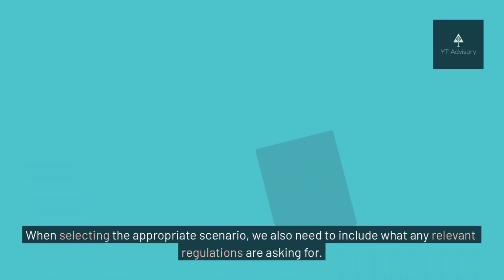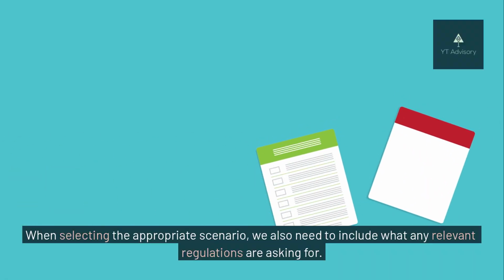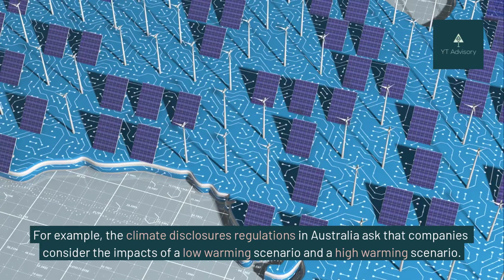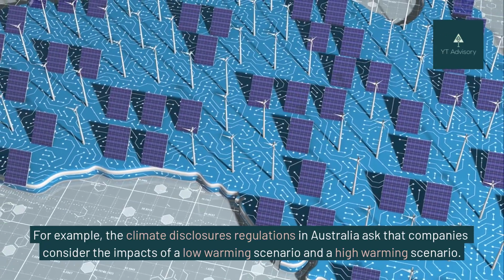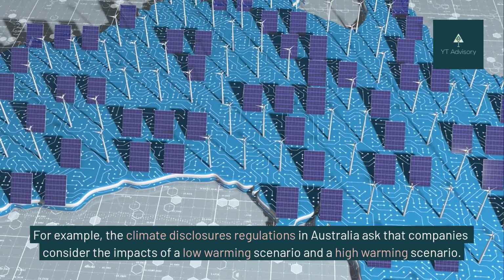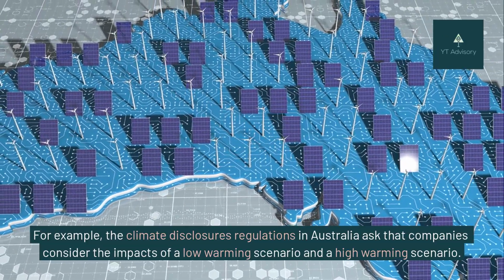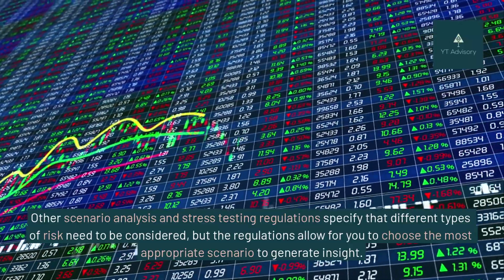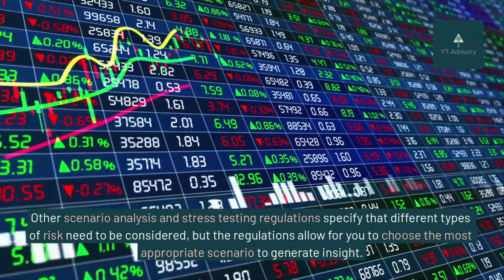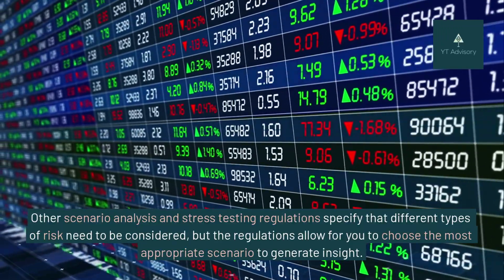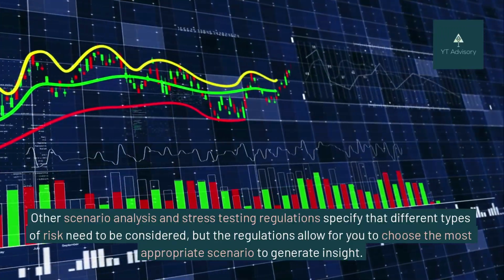When selecting the appropriate scenario, we also need to include what any relevant regulations are asking for. For example, the climate disclosures regulations in Australia ask that companies consider the impacts of a low warming scenario and a high warming scenario. Other scenario analysis and stress testing regulations specify that different types of risk need to be considered, but the regulations allow for you to choose the most appropriate scenario to generate insight.